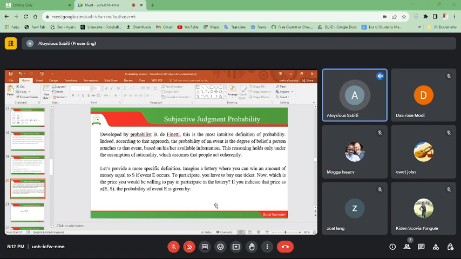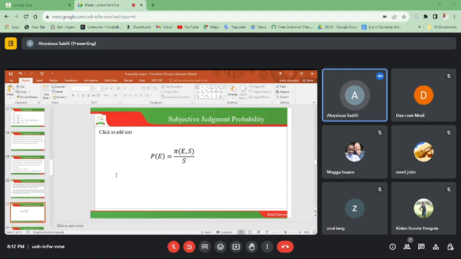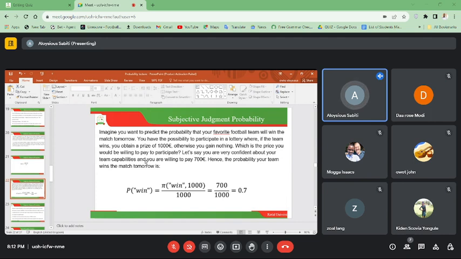Now, the probability of event E is given by this figure: the probability that E will occur equals pi. If I pay and E occurs, then I will earn this money, divided by the money earned. Now that is a direct explanation of the subjective probability.